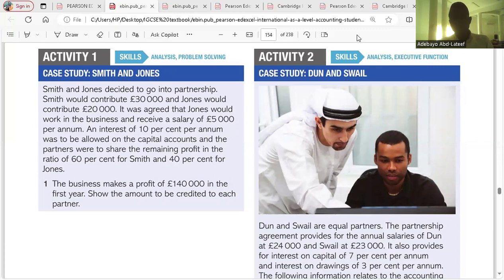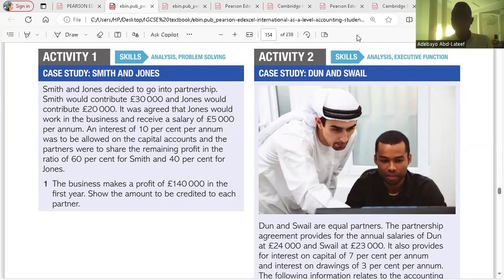So we go to activity 2, where we want to talk about profit appropriation account. For profit appropriation account, we prepare it to be able to get our residual profit, which means we have to understand the profit for the year from the income statement, or from the statement of profit or loss and other comprehensive income. That's where we retrieve our profit for the year.